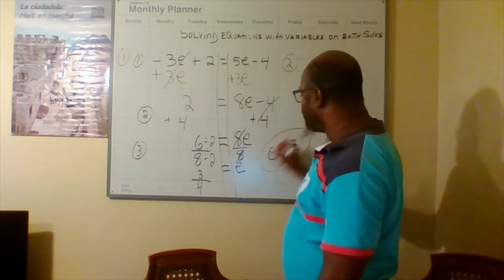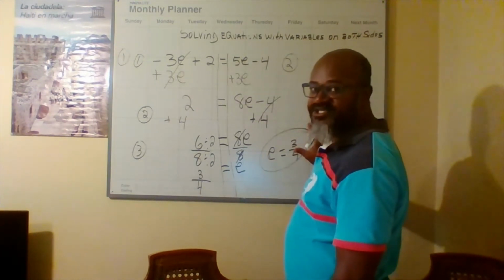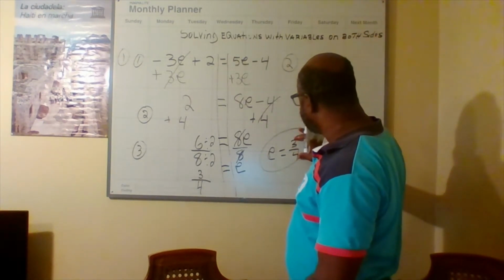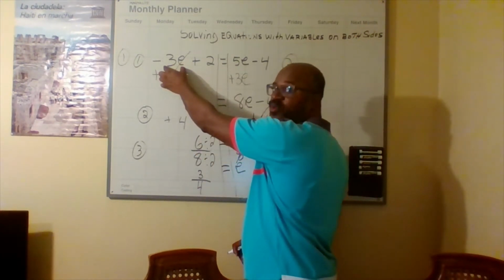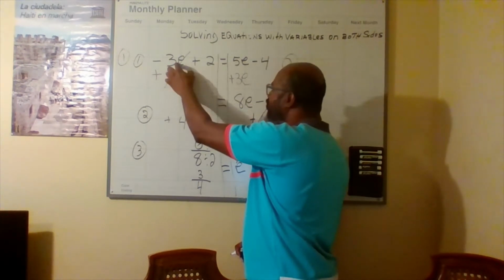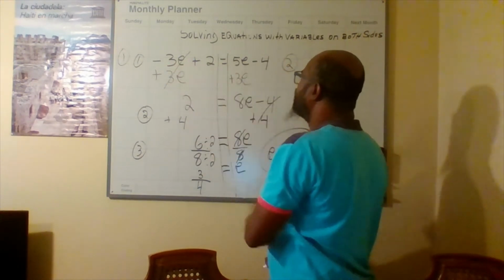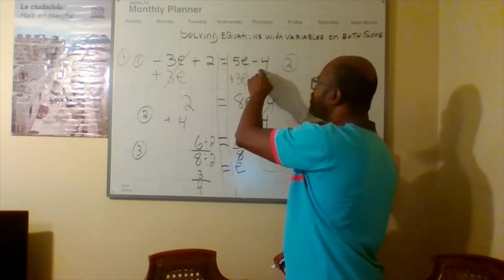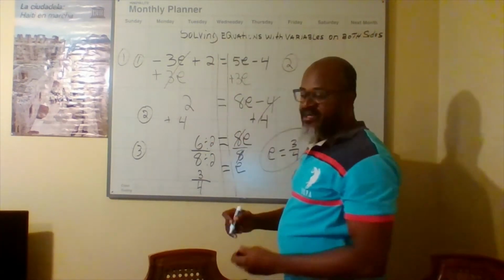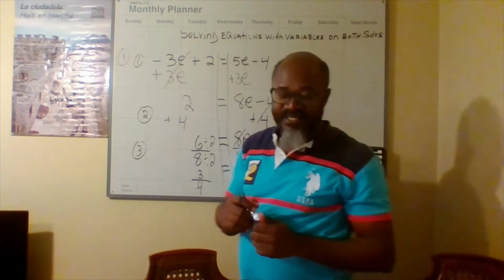Now, if you want to verify that, you have to go back to the original equation. Wherever you see E, you replace it with 3/4. Now I will have negative 3 times 3/4 plus 2 equals 5 times 3/4 minus 4. Then you work it out, and it has to check out. So that's how you solve it.